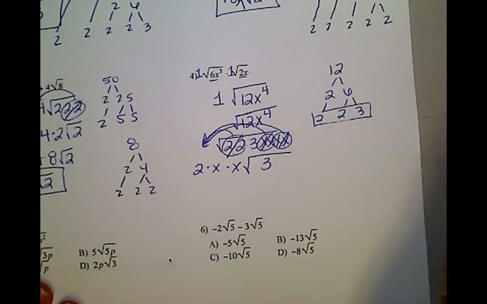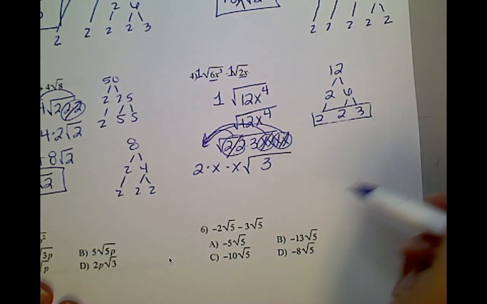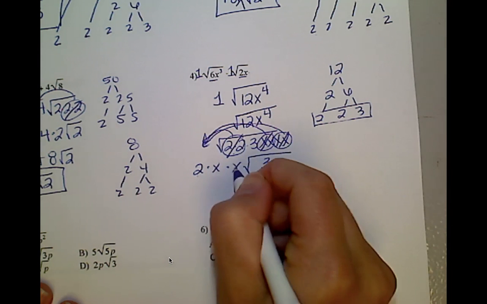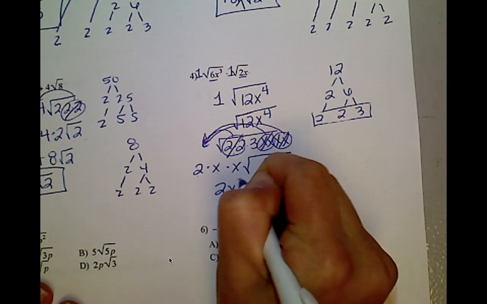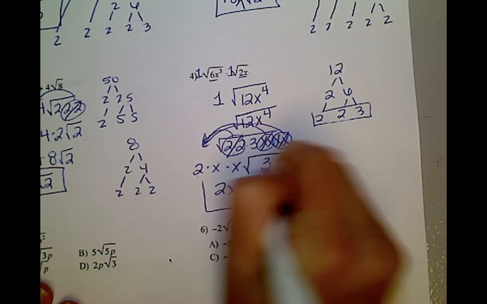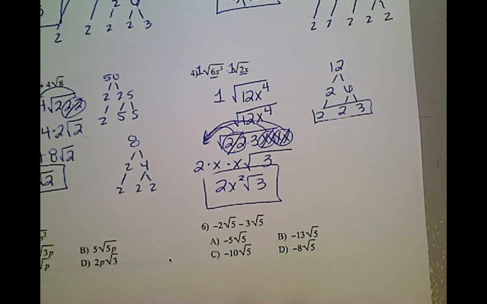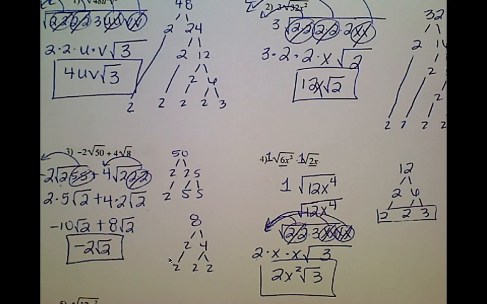And 3 didn't have a date, so we had to stay home inside the radical. Now just clean it up. 2 times x, that's the same thing as 2x to the 2nd power. Okay? So that's how you would do those by hand, okay? The more work you show me, the more credit I can give you.